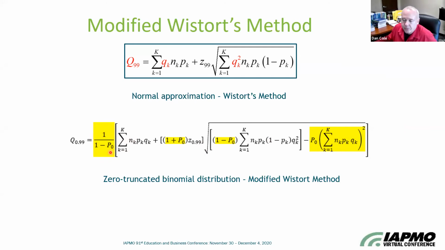Looking at these P naughts, if the probability of no flow is 0, what happens to the equation? 1 minus 0 is 1. 1 over 1 is 1. 1 plus 0 is 1. 1 minus 0 is 1. If this is 0, then this whole equation becomes 0. This whole thing reduces back to the Wisdorf method, which is what it should do. So if there's high congested use and the probability of no flow is 0, this modification reverts back to the Wisdorf method.